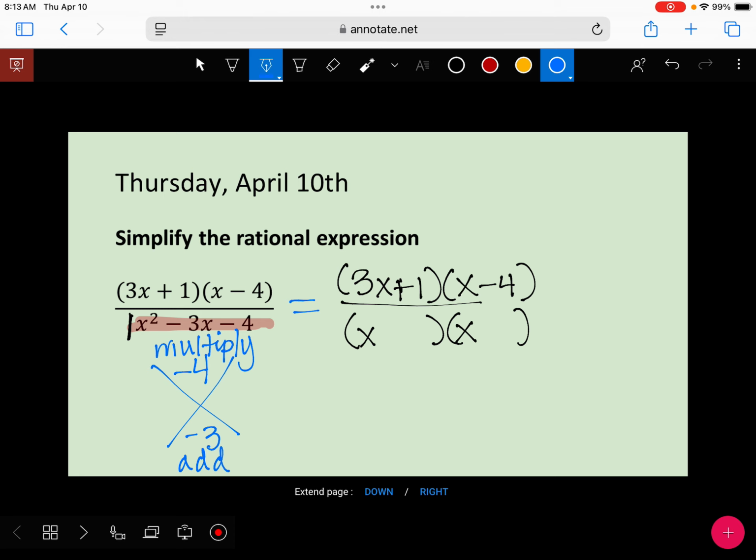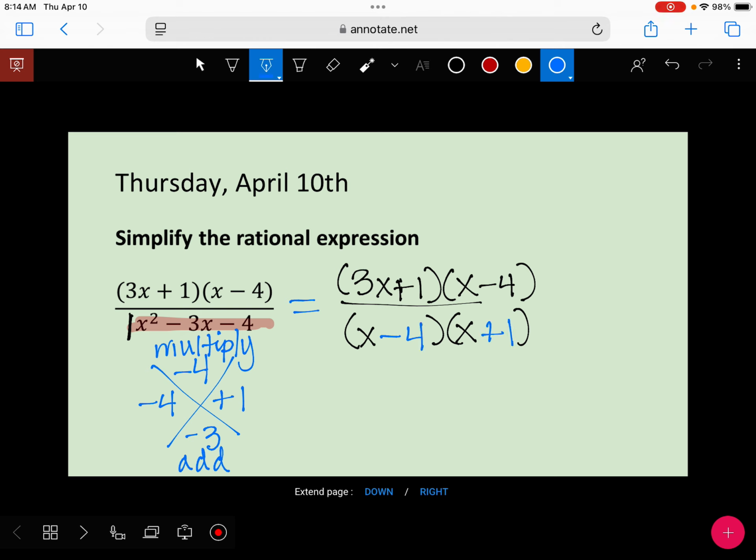Thumbs up when you know the numbers. I'm just curious. Oh, wow. Quite a few people. Anybody want to volunteer the numbers they came up with? Jaden? -4 and +1. Do we agree? Does that work? All right. So I'm going to put that -4 and a +1.